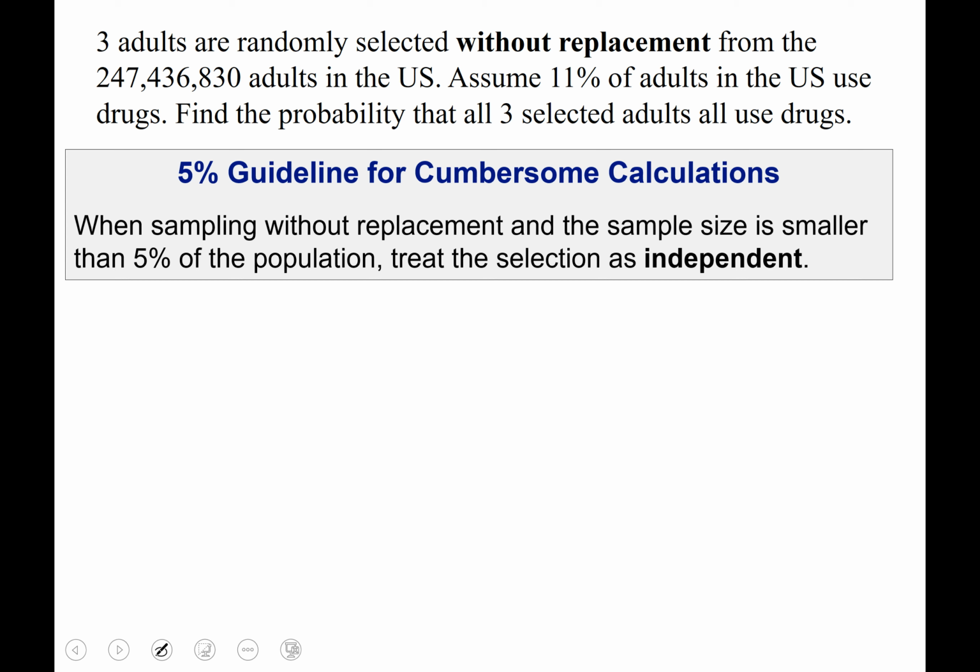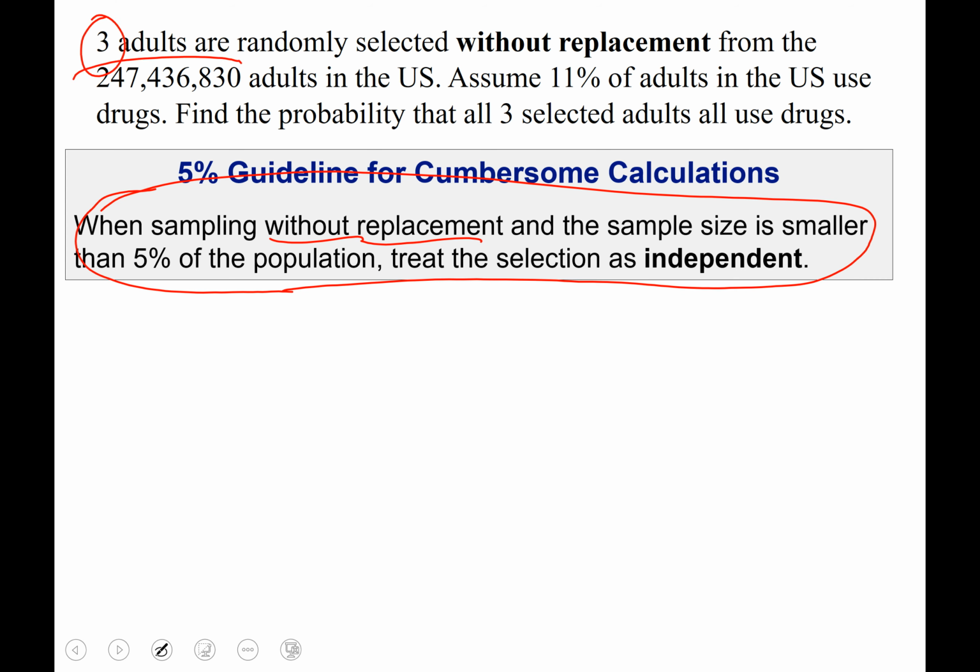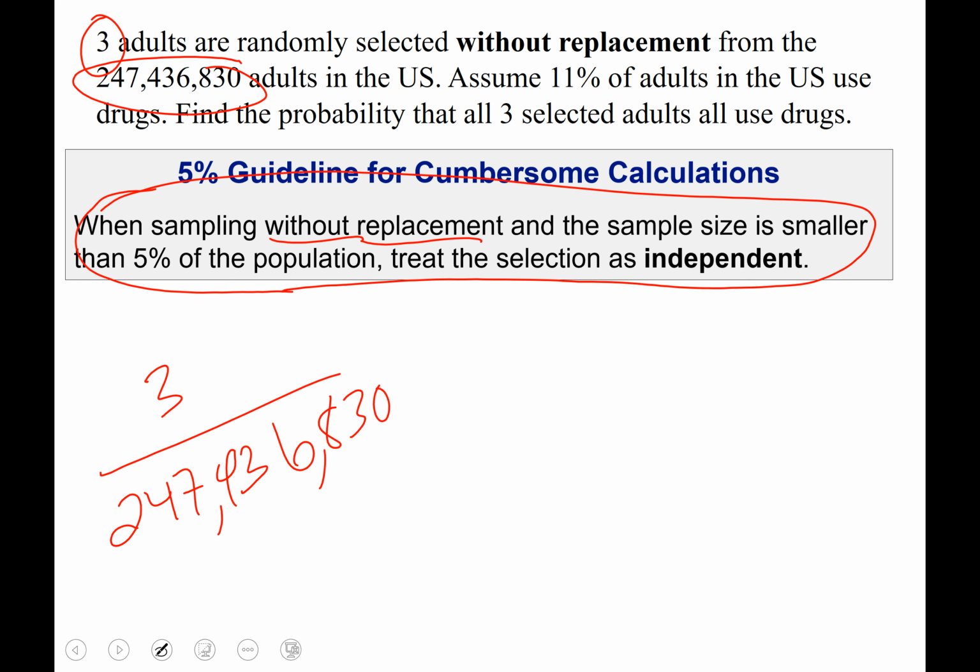Okay, the guideline says when sampling without replacement, that's key, and the sample size is smaller than 5% of the population. So let's check out our sample size. 3 adults out of this population. Let me do some work here. 3 divided by that population size, 247,436,830, let me get my calculator real quick. Okay, it's giving me the answer in scientific notation, 1.21, so on, times 10 to the negative 8th. On my calculator, it looks like capital E minus 8.